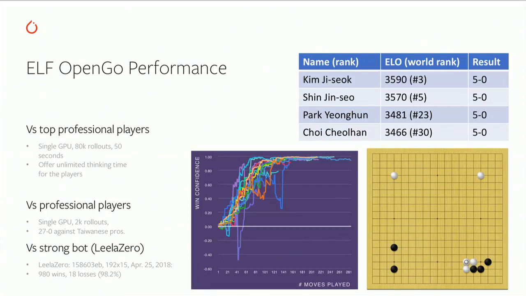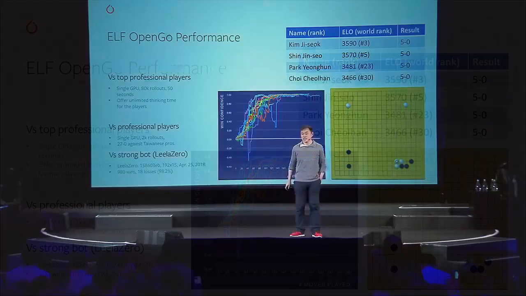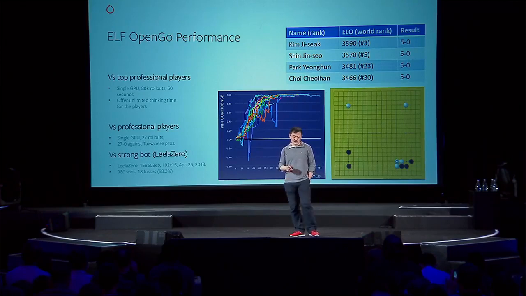So we already open sourced the code and the model, and people can use it. It now becomes, I think, the best open source Go engine in the world. I think everyone is using it.